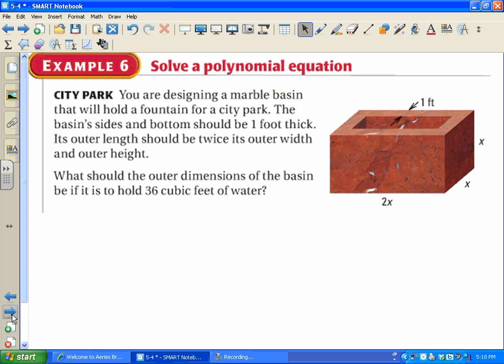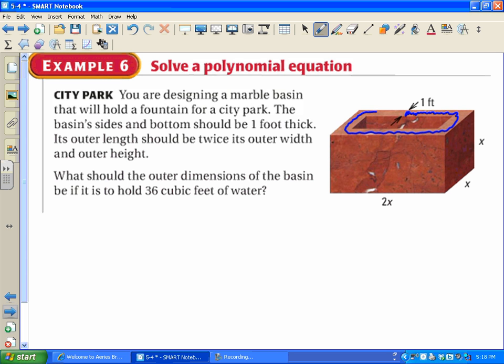Last problem we're going to look at. You're designing a marble basin that will hold a fountain for a city park. The basin's sides and bottom should be 1 foot thick. That's saying how thick this basin is. At least they've given us a picture. They're talking about the thickness, and I don't know if this color is showing up for you guys. But it wants to be 1 foot thick.